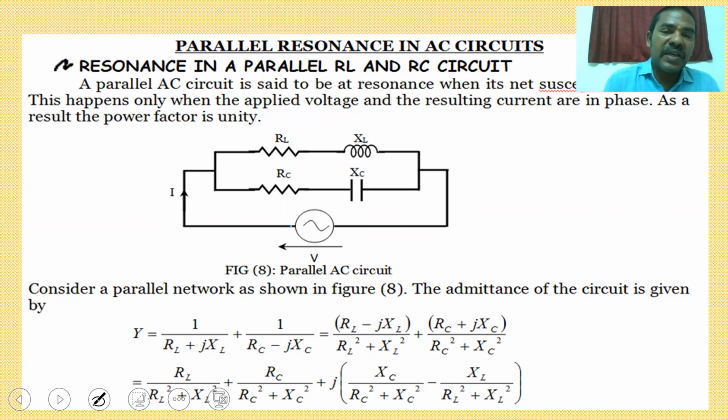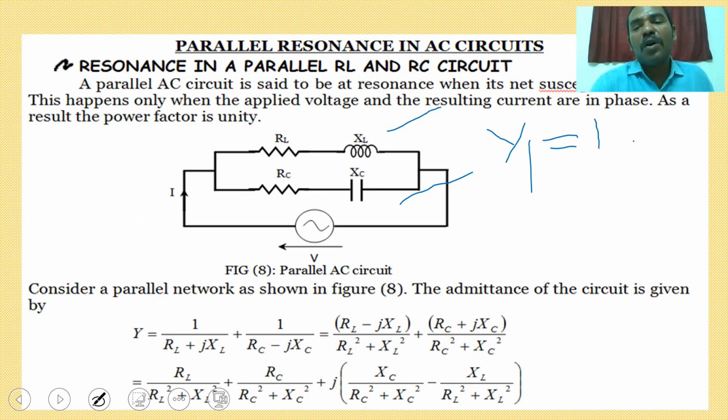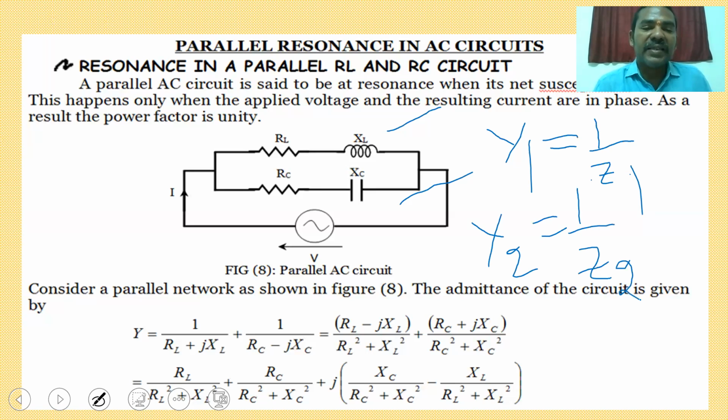Here, in the first case, RL and RC are connected in parallel. RL plus jXL is the first branch impedance, and RC minus jXC is the second branch impedance. Are you understanding? In the parallel case, you always have to go for the admittance calculations. First, calculate the first branch admittance: Y1 is equal to 1 by Z1, so 1 by RL plus jXL, and Y2 is equal to 1 by Z2, so that is equal to 1 by RC minus jXC.